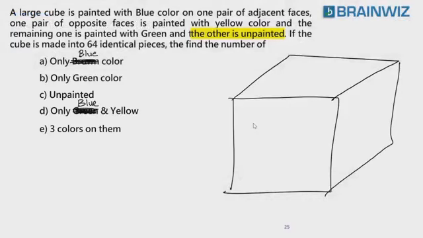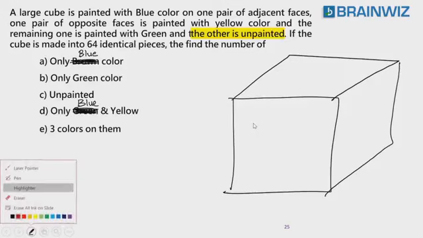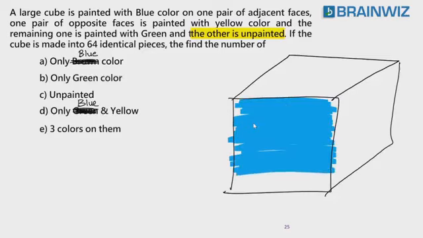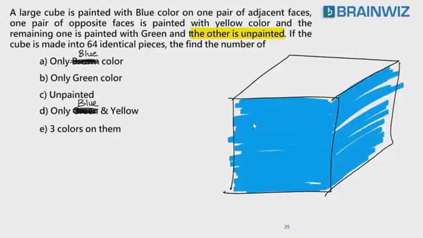A large cube is painted with blue color on one pair of adjacent faces. Students, one pair of adjacent faces. One pair of edges, blue color. Let me take a light blue. This is a light blue. One pair of adjacent. I have to paint front and back? No. I have to paint top and bottom? No. I have to paint left and right? No. I am supposed to paint wherever I want. Adjacent. They should be side by side. Anyways, I have painted this one with blue, this one with blue.